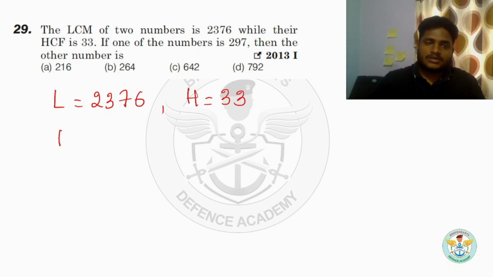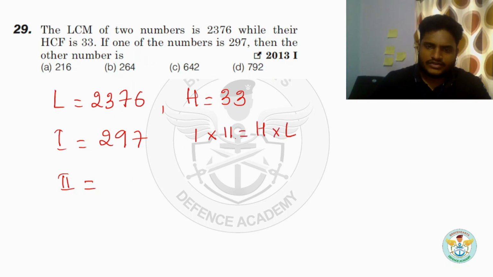If one of the numbers is given as 297, let's take one number as 297, then the other number is, understand this. Formula is basically, if we want our second number, the relation is number 1 into number 2 is equal to H into L. That is your HCF into LCM. So if we want number 2, then it will go in the division. Then it is HCF into LCM divided by number 1.